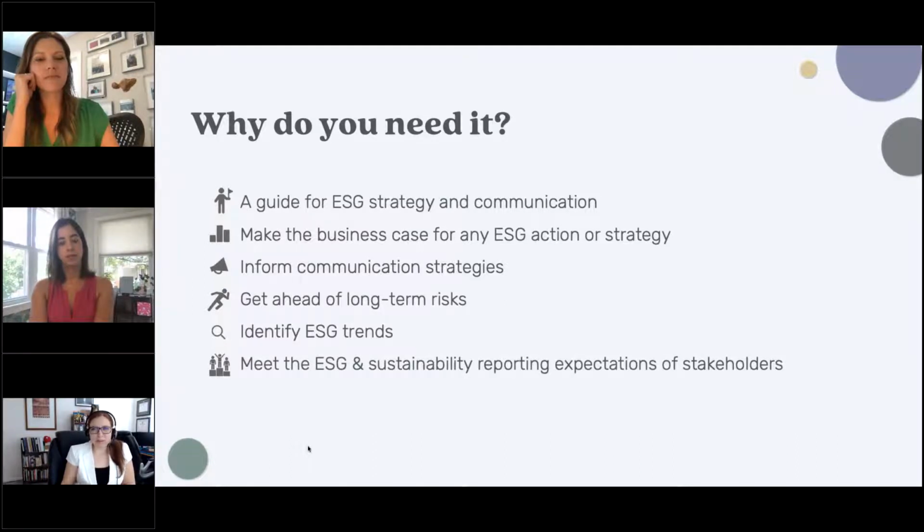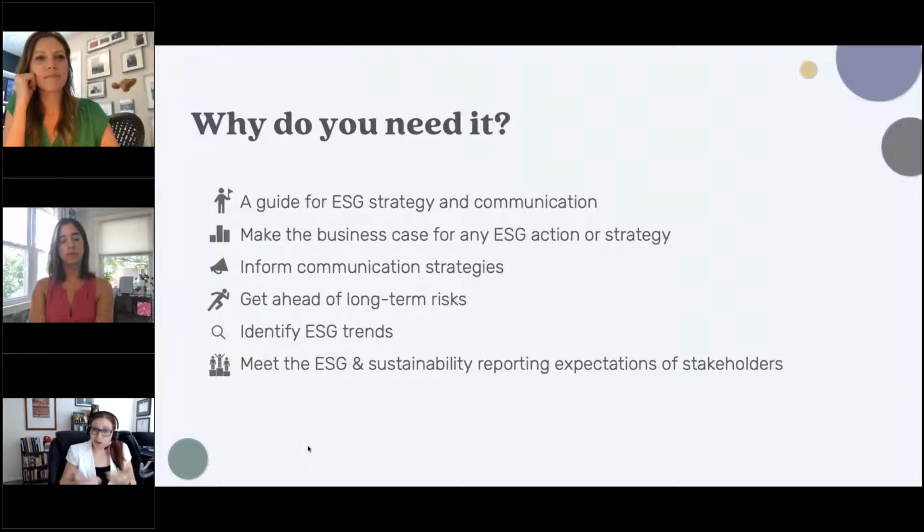Finally, and perhaps most obviously, but still definitely worth a focus, is that you are able to meet ESG reporting expectations of your stakeholders. Any kind of disclosure that they want to see. Sometimes it takes these conversations to know, oh, we actually should be publishing our energy footprint every year because that's something our board does care about. That's something our investors do care about.